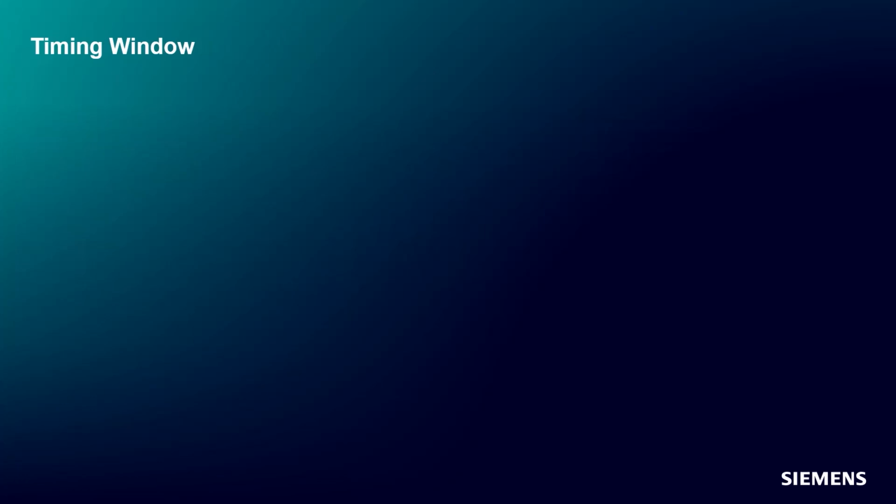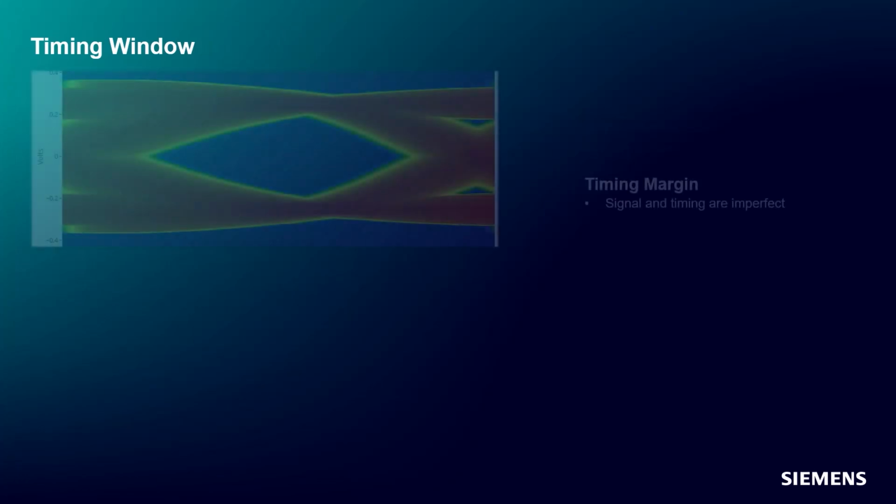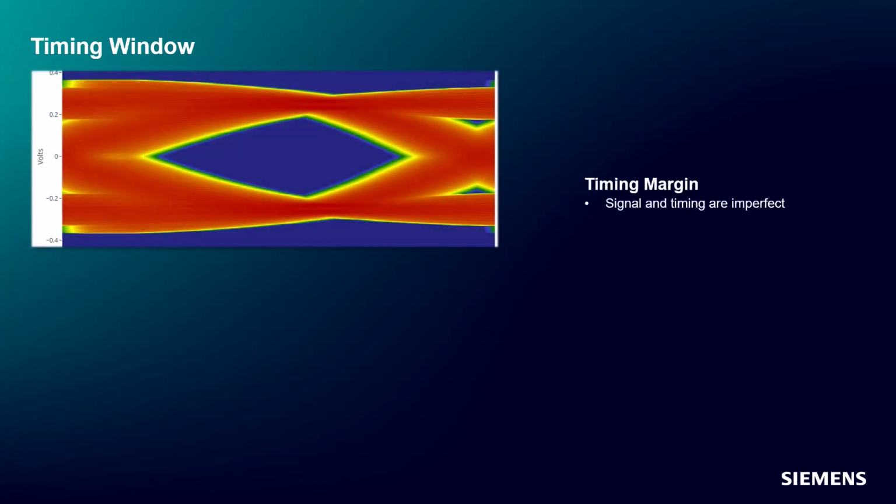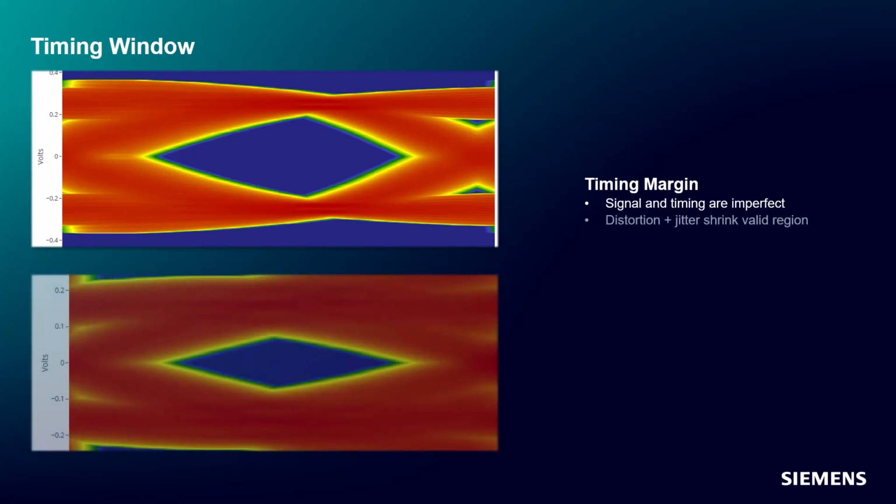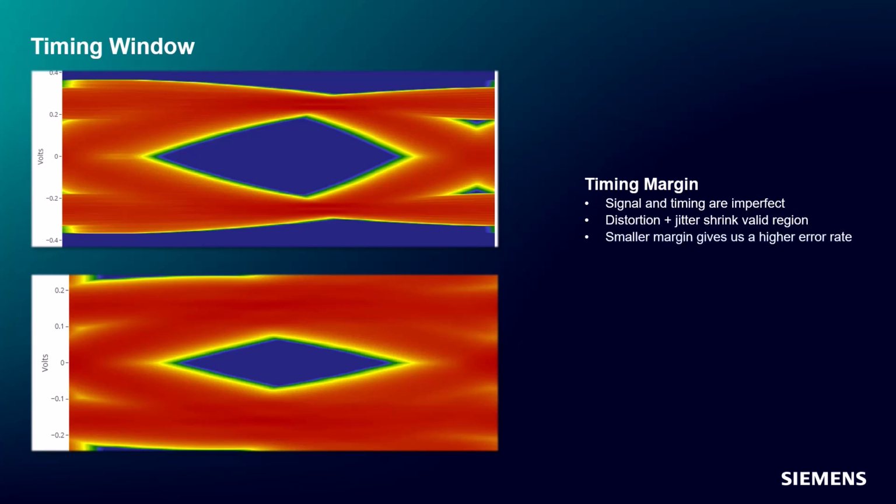An eye diagram is created by overlapping multiple unit intervals on top of each other. Eye diagrams and other channel metrics will be covered in a later video. In reality, both the signal and the timing are imperfect. The signal is distorted by the channel, and the timing is affected by jitter. As a result, the safe region where correct decisions can be made begins to shrink. This region is often referred to as the timing margin.